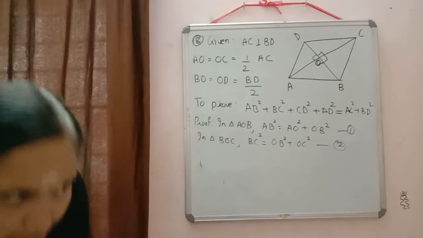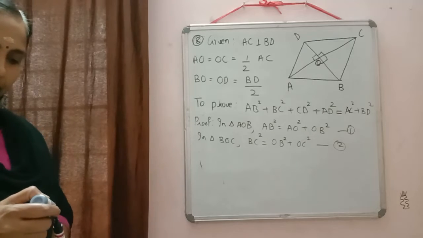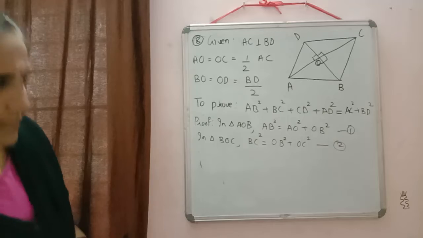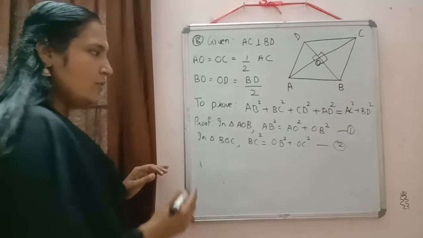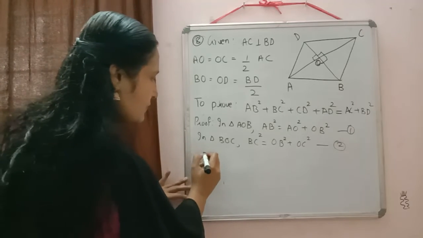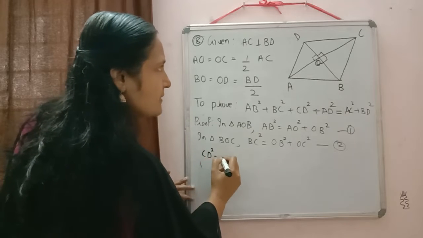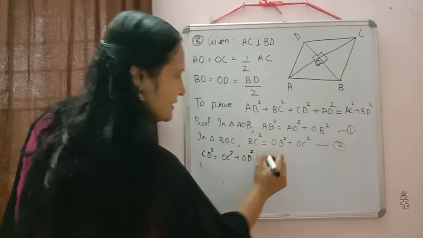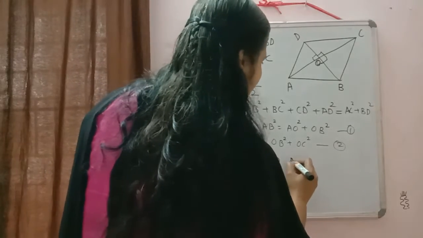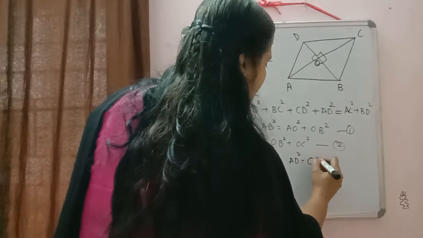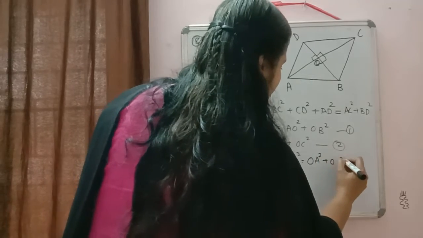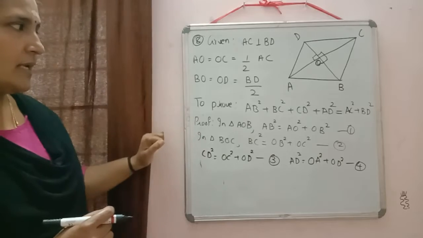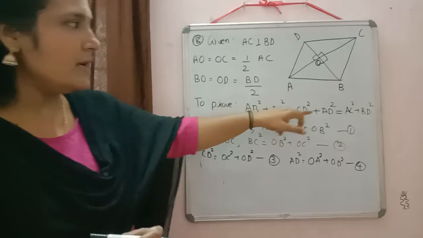Then the other two you can also write. Just write down. I think you wrote. So I am writing here directly. CD square is equal to OC square plus OD square. This is equation 3. And then one more we have: AD square is equal to OA square plus OD square. Equation 4.